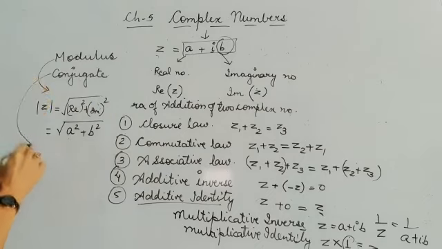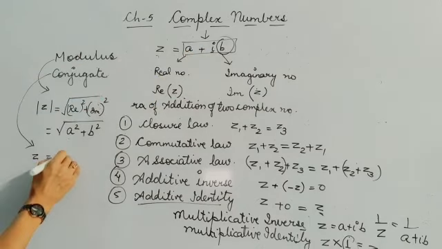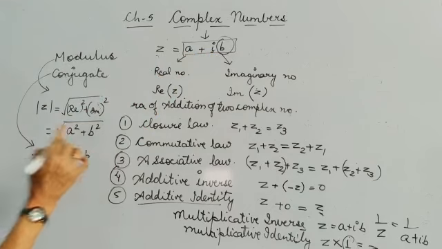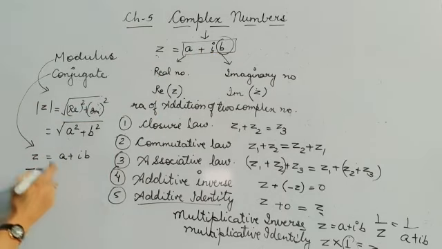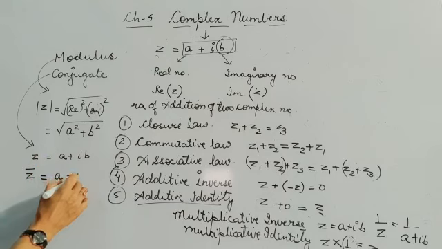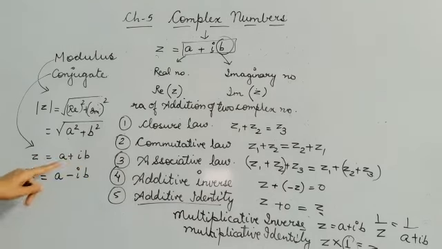Now if I talk about the conjugate, conjugate means you have to change the sign of the imaginary part. If it is z equal to a plus iota b, and you want to write down the conjugate, it is represented this way. You need to simply change the sign of your imaginary part. If it is positive, make it negative. If it is negative, make it positive.